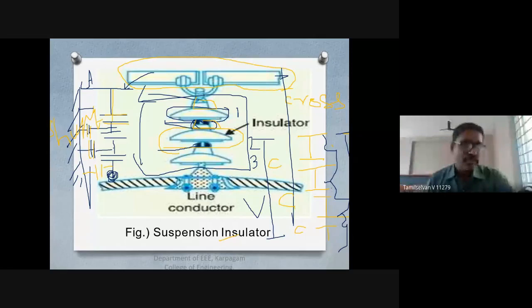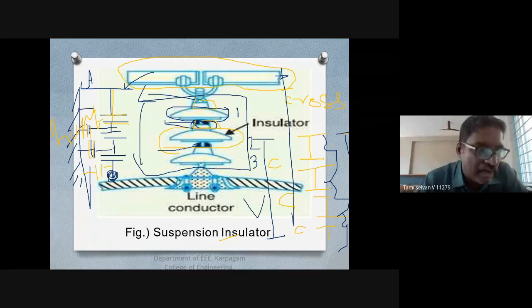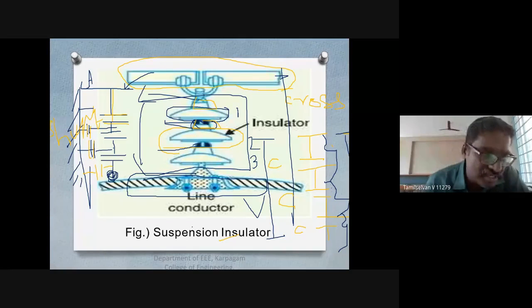So the voltage across the disk will be different. Obviously, what will happen? This is my line conductor, this is my line. So the disk which is nearer to this line conductor will have the maximum voltage.